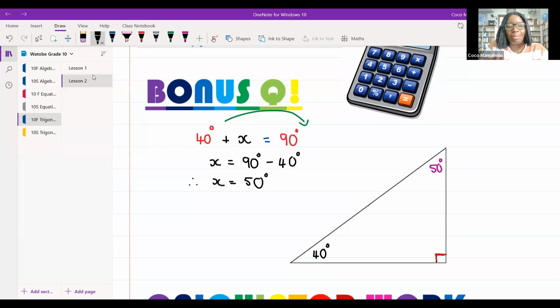Now, give me a thumbs up if you guys understand what I just did. Does everybody understand why I took away the 180? Does everybody understand why I made it 90 instead of 180? Excellent. That's what I was hoping for.